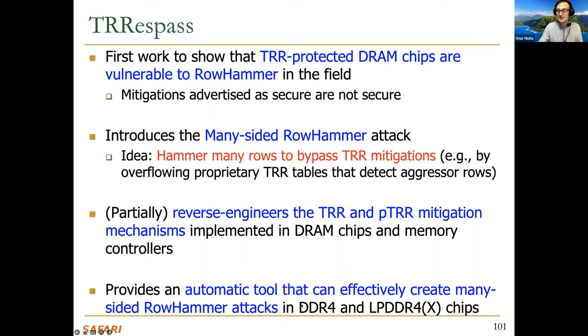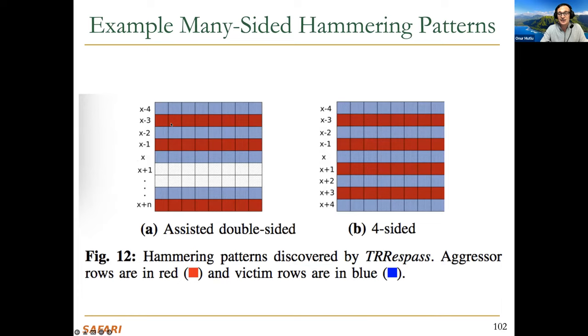So what's a many-sided attack? Basically, a many-sided attack can look like this. You hammer not just two rows to induce bit flips in the rows around them, as in the double-sided hammered row, but you hammer three rows or more to confuse the internal protection mechanism, because the internal protection mechanism may be tracking two rows or three rows or four rows or five rows or 15 rows, right? So you hammer enough rows to confuse and overflow the mechanism. So this is four-sided, for example. And how many sides you should use to induce bit flips depends on the mechanism that's employed internally.